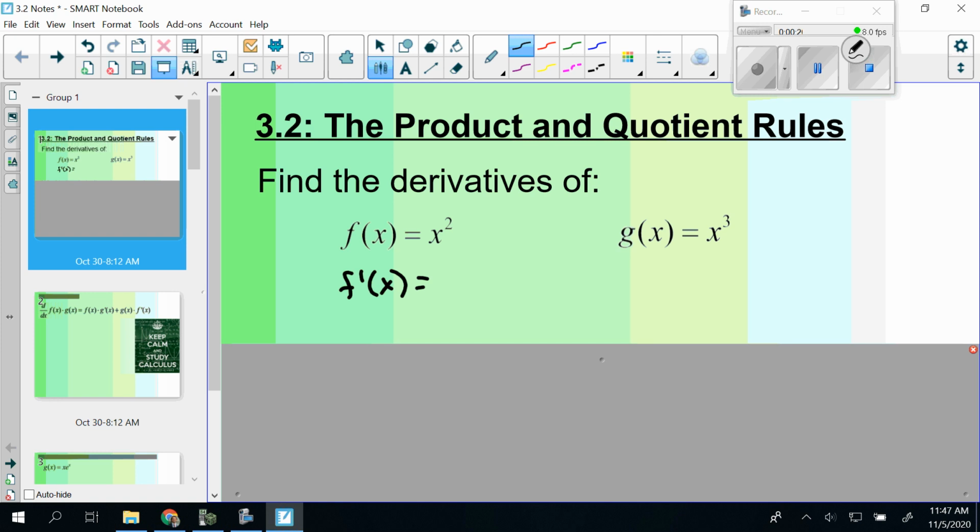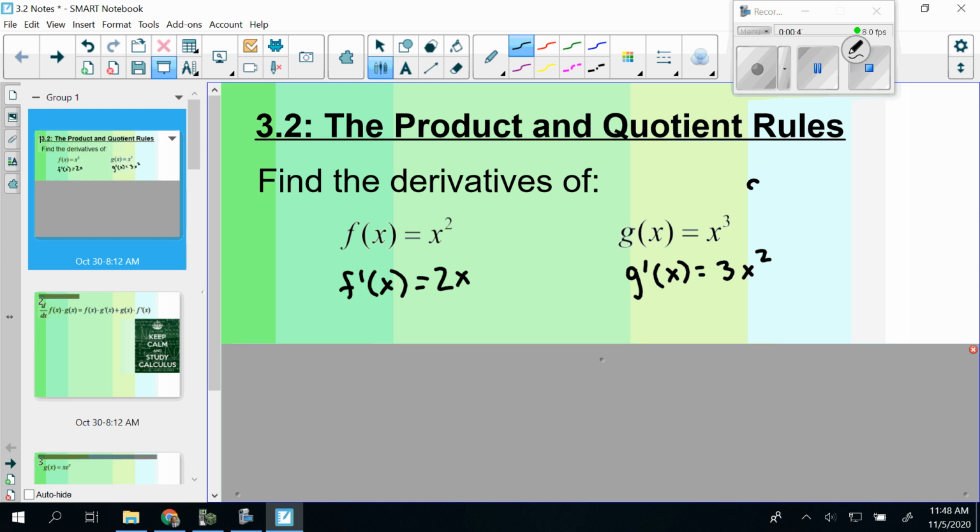And so our rule is to take that power, drop it down. New power becomes one less, so this would now be 2x to the first power. If it's to the first power, you don't need to write that. Our next one, we're going to do the same thing. So our derivative or rate of change here is drop the exponent down, 3. New power is one less, which would be 2. So this equation, 3x squared, would help us find the slope anywhere.